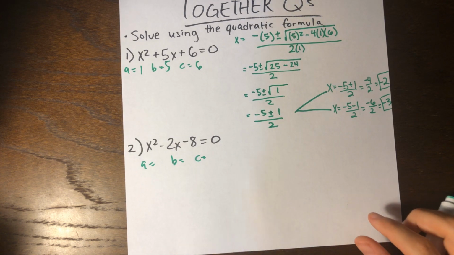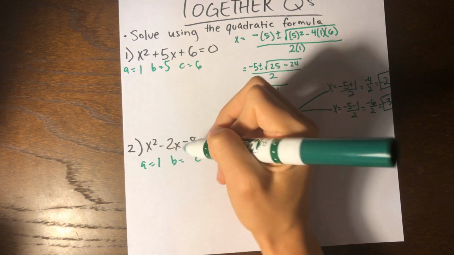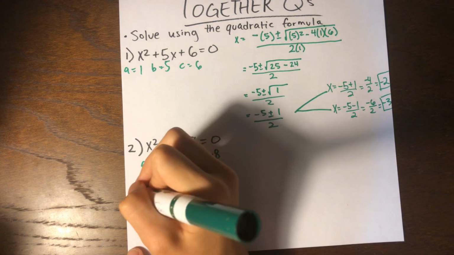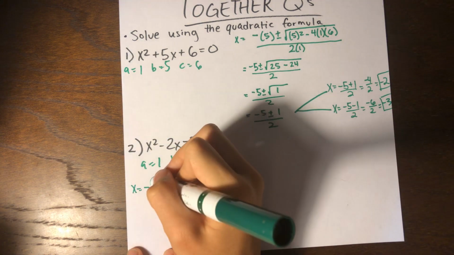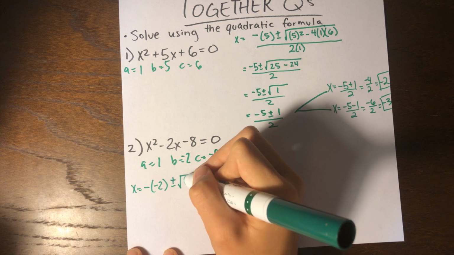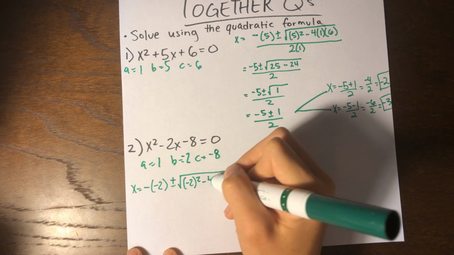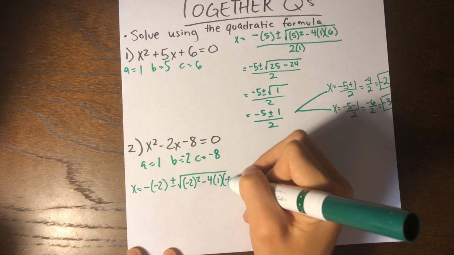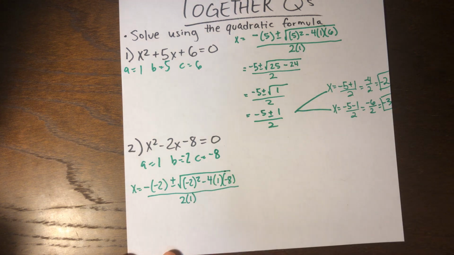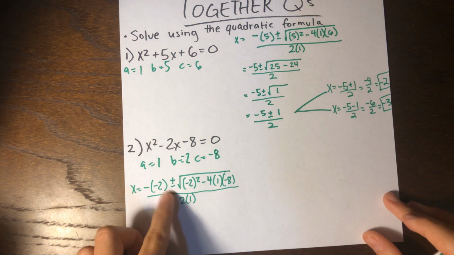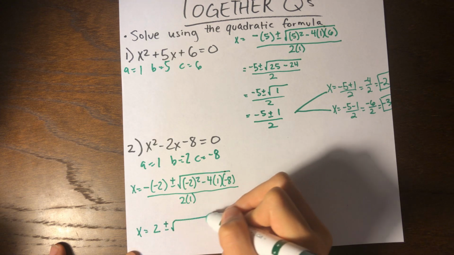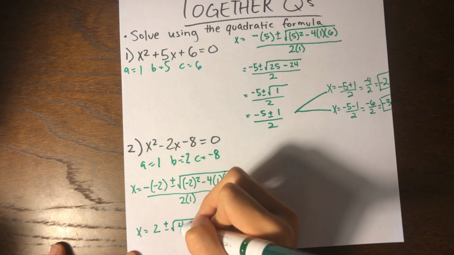x squared minus 2x minus 8 equals 0. a is 1, b is negative 2, c is negative 8. I'm going to start it over here. So x equals negative b, which is a negative 2, plus or minus the square root of b squared, so negative 2 squared, minus 4 times a, which is 1, times c, which is negative 8, all over 2 times a, which is 1. So 2 times 1. Okay? Negative, negative creates a positive. So we have x equals 2 plus or minus the square root. 2 squared is 4. Negative 2 squared is 4.